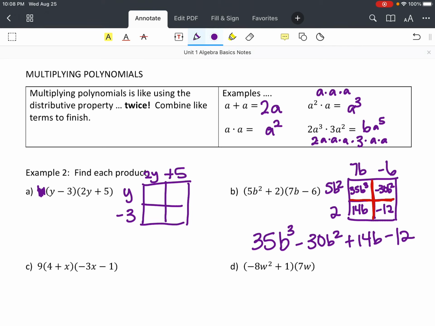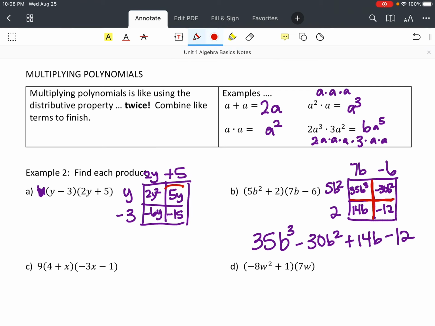Then we're going to multiply the terms. y times 2y is 2y squared. y times 5 is 5y. Negative 3 times 2y is negative 6y. And negative 3 times positive 5 is negative 15. I was getting a little ahead of myself there.